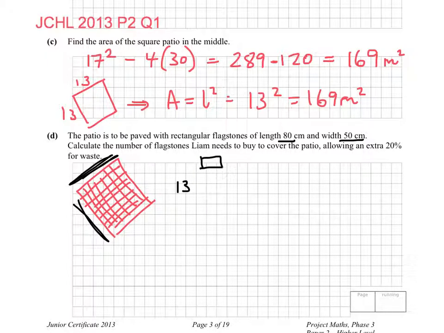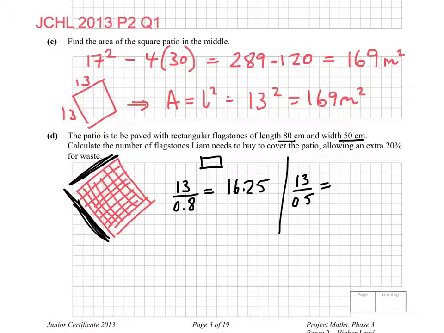So if we have a length of 13, how many lots of 80 centimeters, 0.8 meters, are there in 13? And we get 16.25. We can ask the same question about the second side: with the same 13, how many lots of 0.5, which is 50 centimeters, can we get in that 13 meters? And we end up with 26 flagstones. So how many flagstones do we have in total? We have 16.25 times 26, and we get 422.5 slabs.